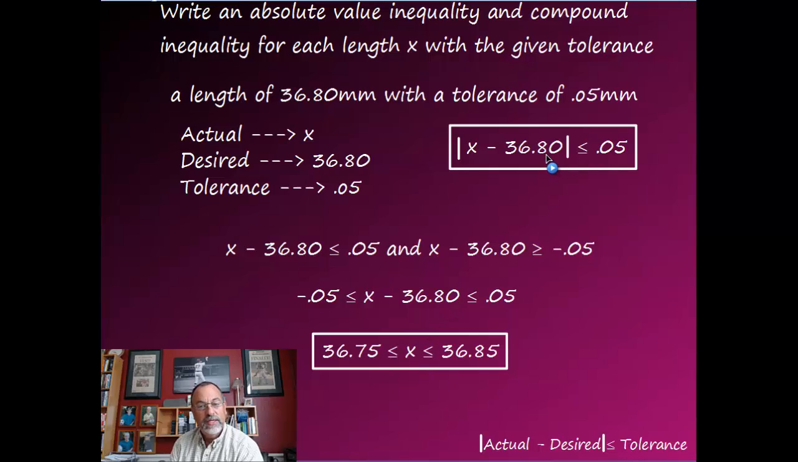So in a problem like this, it's easy, right, to write the absolute value inequality first, and then it's simply applying your mathematical skills in solving an absolute value inequality, and as we said before, it becomes an "and" inequality, an "and" compound inequality.